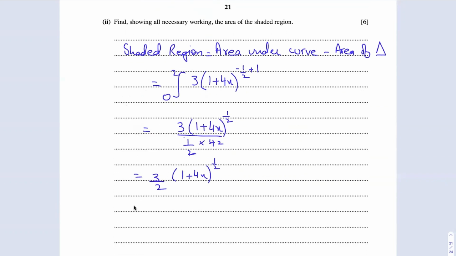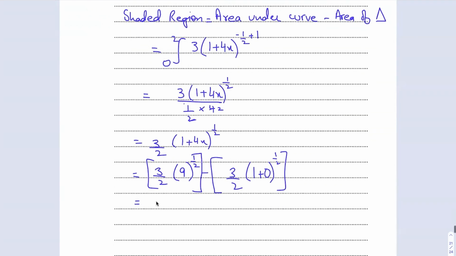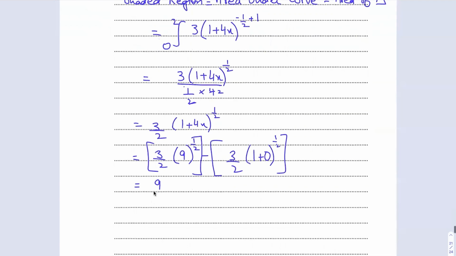Substituting the limits 2 and 0, we get 3 upon 2 into (1 plus 4 times 2, which is 8), so this will be 9 to the power 1 upon 2, minus 3 upon 2 into (1 plus 0) to the power 1 upon 2. The total area under the curve will be 9 upon 2 minus 3 upon 2, which is equal to 6 upon 2, which is 3.